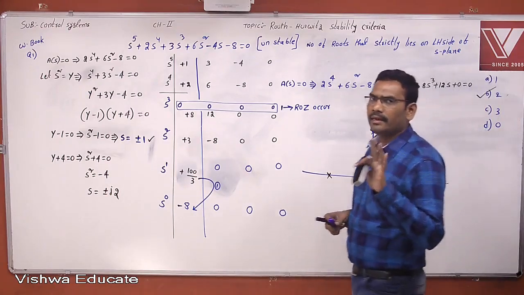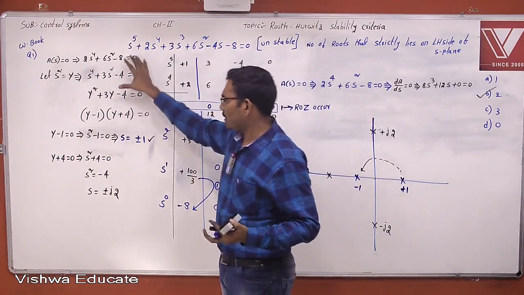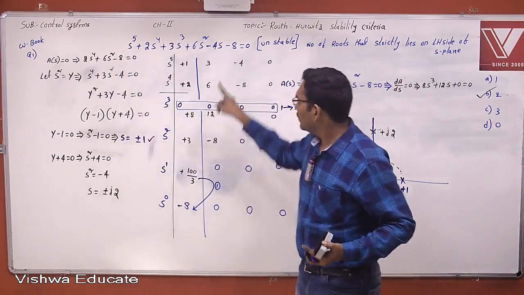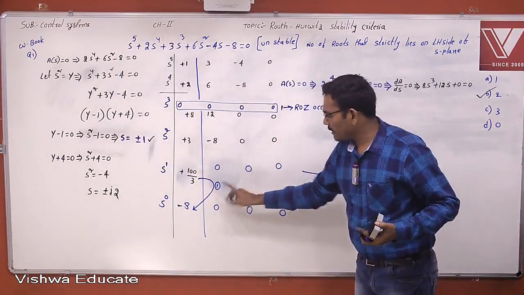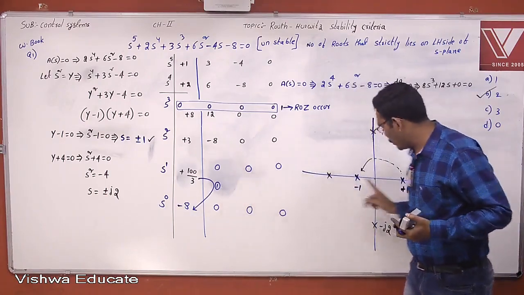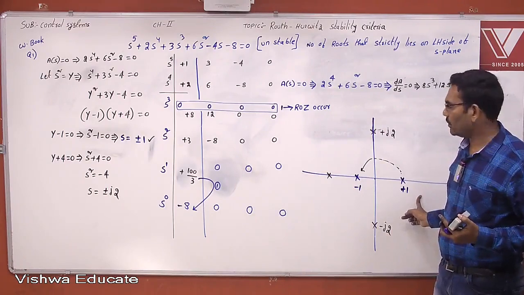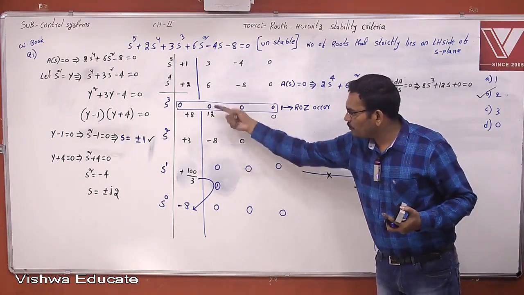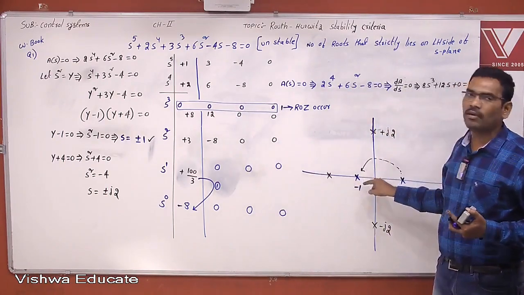And in the GATE examination, you don't do all this. Understand or not? You just see this one. One sign change, put it on the right hand side. Clear? Listen carefully. One sign change, put it on the right hand side. And that sign change is below the row of zeros, so put a symmetrical pole on the left hand side.